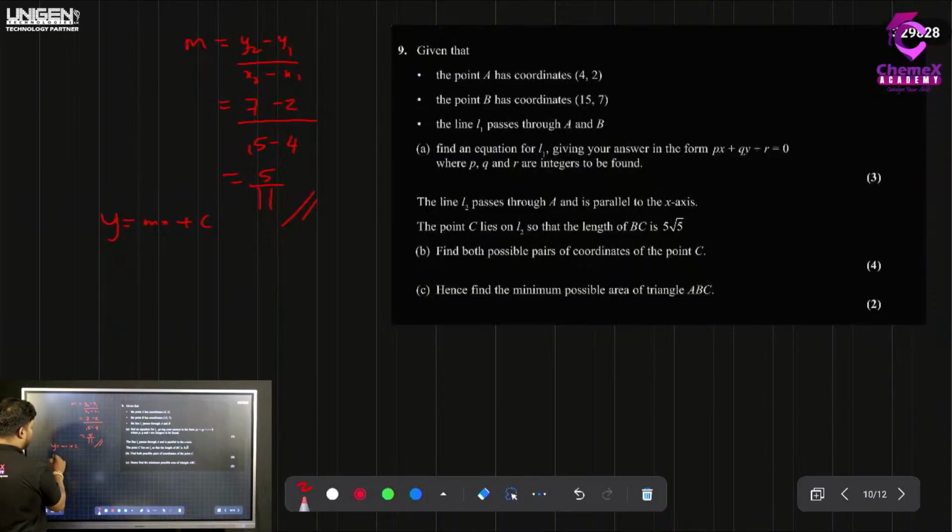This is coming from O levels. I think you can remember all of these. So y equals 5 over 11 x plus c. And for x and y, you can take any coordinate you like. I'll take 4 and 2, which is easy. So 2 equals 5 over 11 times 4 plus c. So c is 2 minus 20 over 11. Can someone tell me the c value?